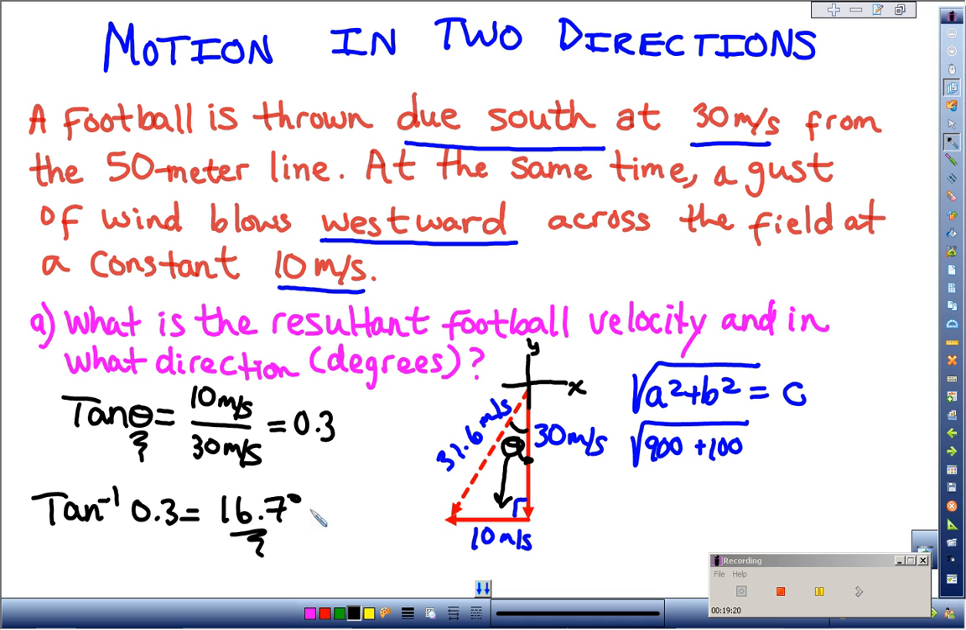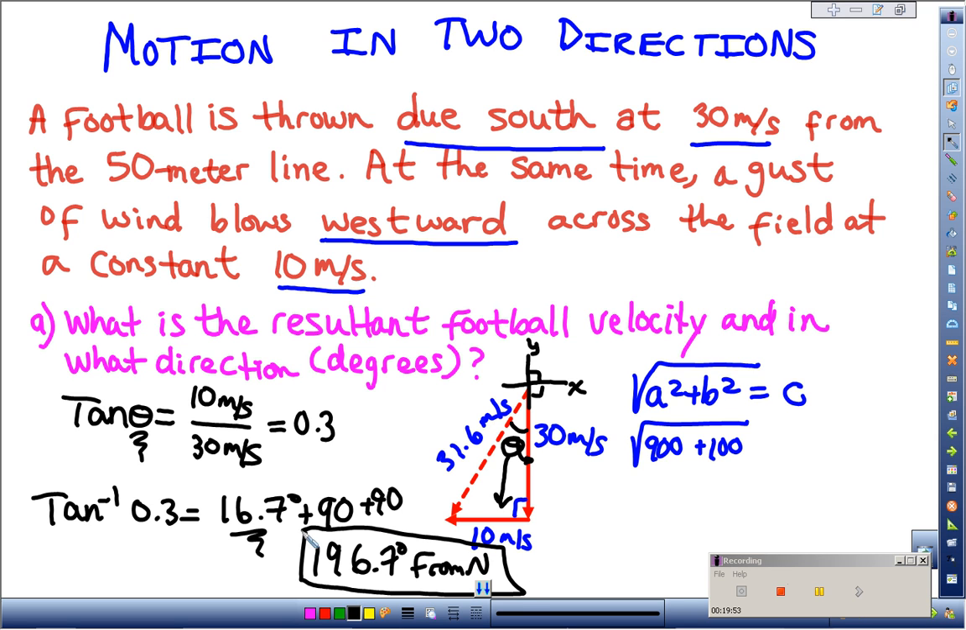Now that's not my answer necessarily, that's just this angle in there. If I want to report this answer correctly, I would need to report it by having 16.7 degrees plus this 90 degrees, plus that 90 degrees. What I end up getting is a total angle of 196.7 degrees from north. That is my final direction, and this is my resultant velocity. Together, they make my final answer for this part of the problem.